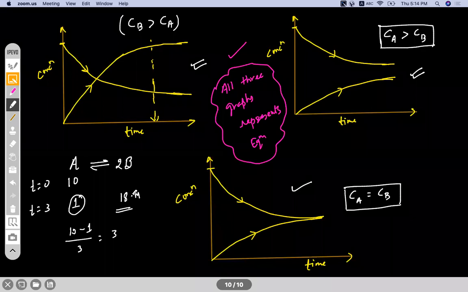So in general, we need to understand that all three conditions are possible. If it's a 1:1 ratio, then also it's fine. 9 moles react, 1 gives 1, so 9 gives 9. Understood, Namrata? Correct? That's why I said that all three conditions are possible at equilibrium.